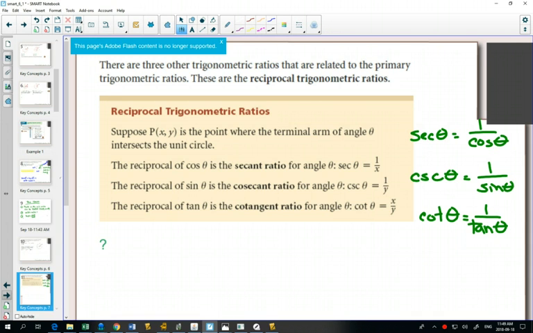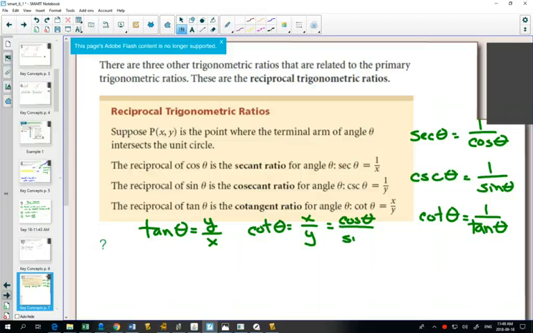We are also going to notice that with reciprocals, you flip a fraction, so we knew that tan of theta was y over x. If cotangent is the reciprocal, then it's x over y. So connected to our big idea, cotangent is cos divided by sine.